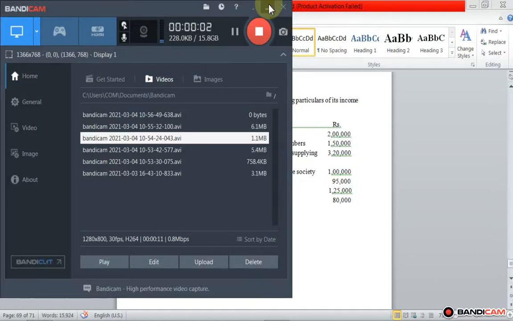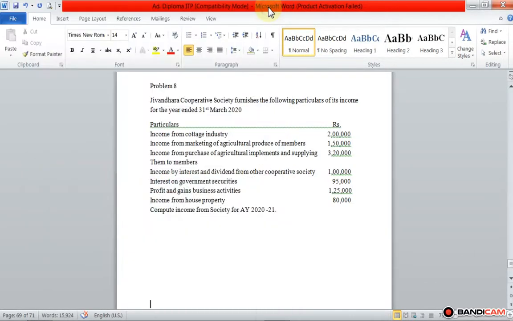Hello students, in our previous lecture we studied the computation of income from cooperative society, that is taxable income and total income of cooperative society. We studied problem 7 on computation of income from cooperative society. In today's lecture we are going to solve practical problem number 8 on computation of income from cooperative society for assessment year 2020-21.